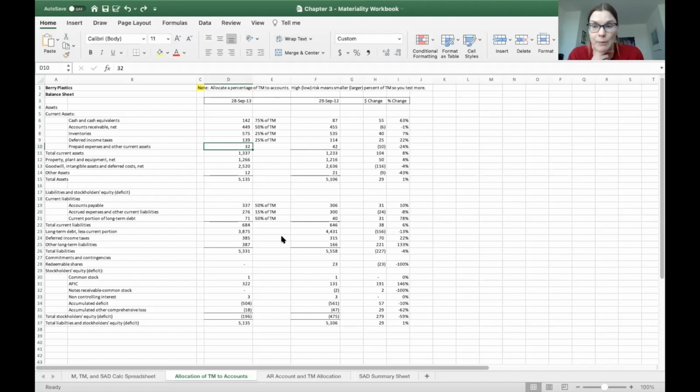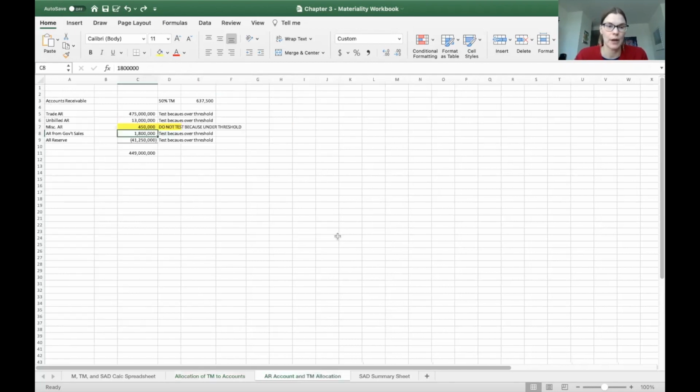So again, to show you what I mean, I'm going to come over to my spreadsheet here. So let's say I've assigned 50% of TM, that is my allocation of TM to AR. What does that mean in practical terms? That means when I come over here and I drill down on the accounts receivable balance of 449 million and look at all these individual balances making it up, then I'm going to test every one of these individual accounts making it up that is greater than 50% TM, because that was my allocation to AR.